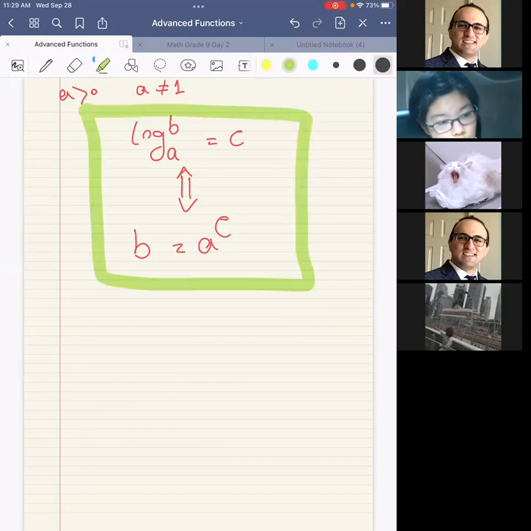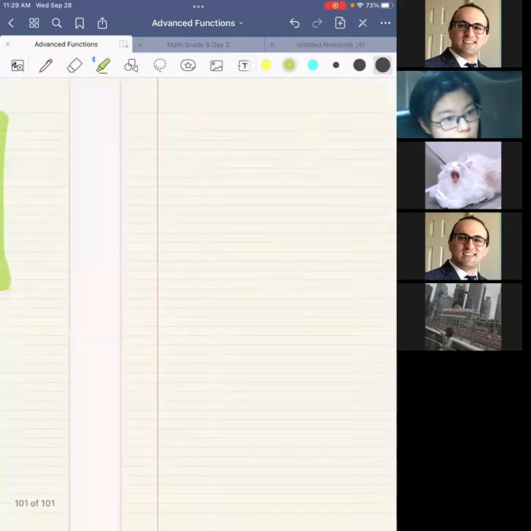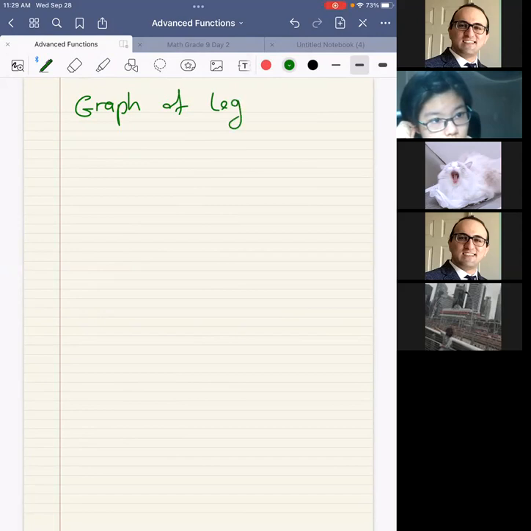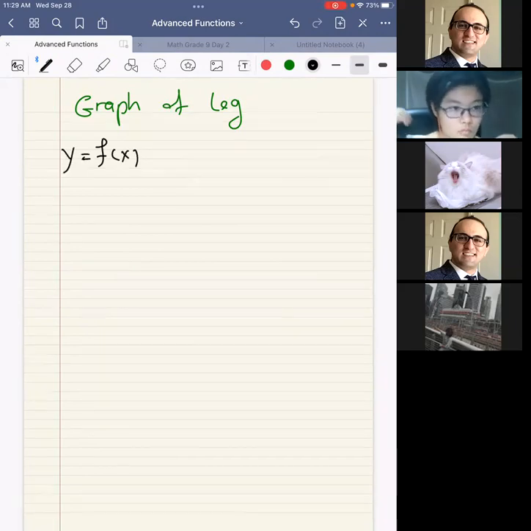Now it's time to look at the graph of log. First of all, remember we have to fix the base. So let's look at y equal to f of x equal to log x with the base 2.